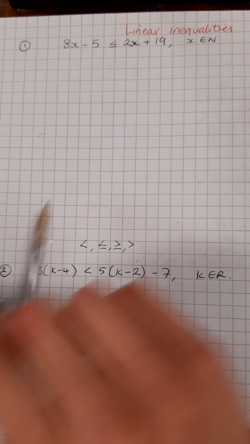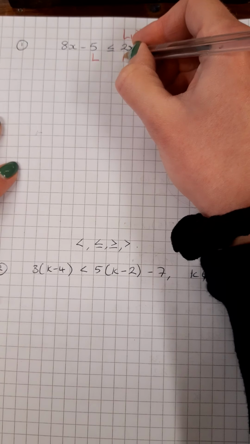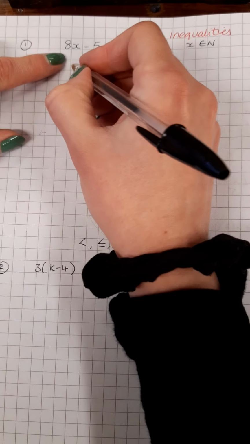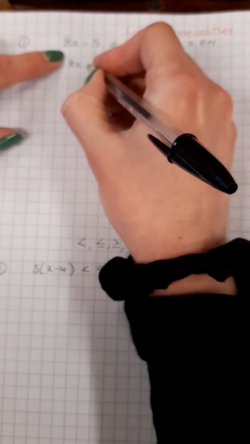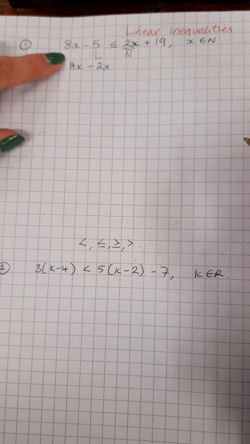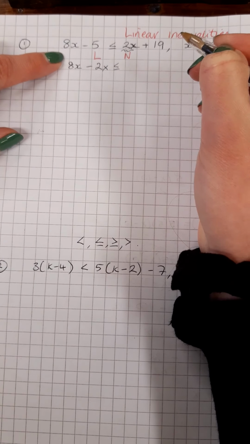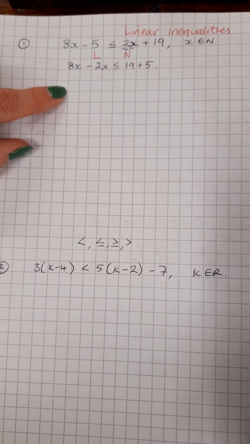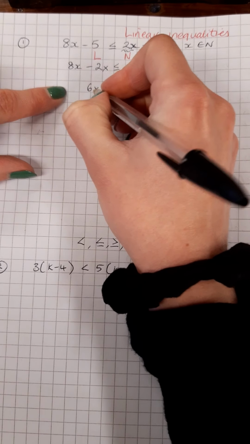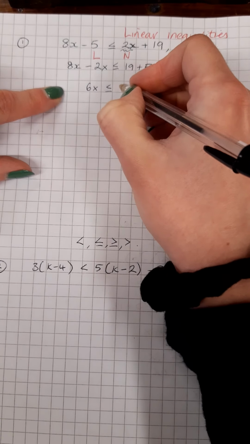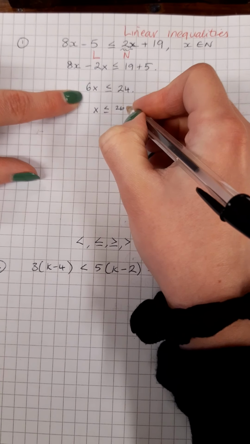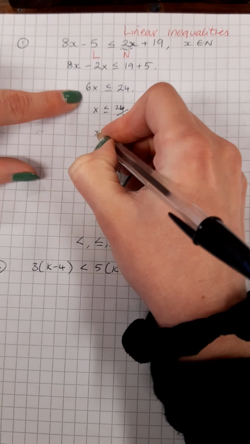Like any question, you try and deal with it by getting letters to the left and numbers to the right of whatever the symbol is. So whether it's an equal sign or an inequality, get all the letters to the left. Starting off, 8x. You want all the x's to the left, so that means that 2x needs to come over and it becomes a minus 2x, less than or equal to 19. Bring over the minus 5, it becomes plus 5. So when we solve this, 8 minus 2 is 6, is less than or equal to 19 plus 5 is 24. And to get x on its own, you get rid of the 6 by dividing. 24 divided by 6 is 4.